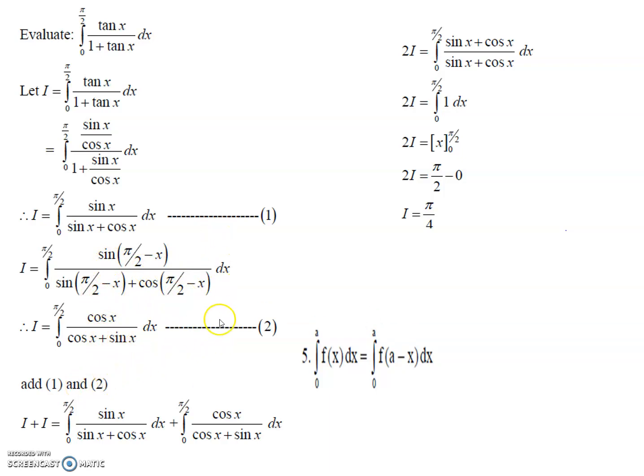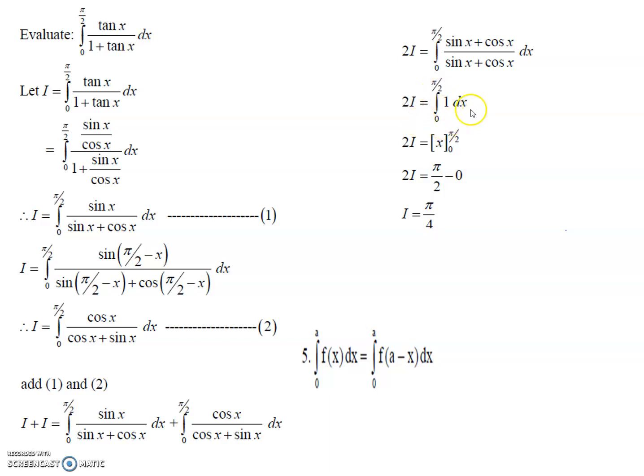So adding equation 1 and 2 we have I plus I is equal to the integral from 0 to pi by 2 of sin x upon sin x plus cos x dx, plus the integral from 0 to pi by 2 of cos x upon cos x plus sin x dx. In both terms the denominator is the same. That's why we add both the equations on the right hand side. So we have derived sin x plus cos x upon sin x plus cos x. The common term gets cancelled. Obviously 1 remains there.